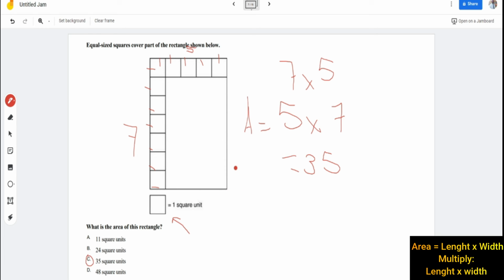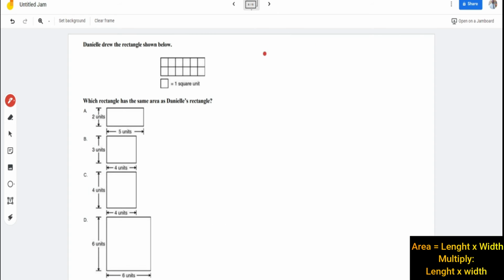So now you're going to be working on your own. This is your independent practice. You have to find the area here. You have to calculate the area of this rectangle and then find which of these matches the area of this one. Find the length, find the width, multiply, and find the rectangle that has the same area as this one.